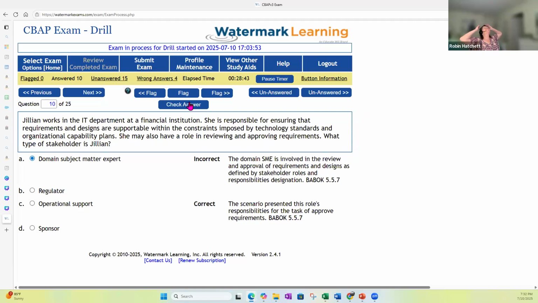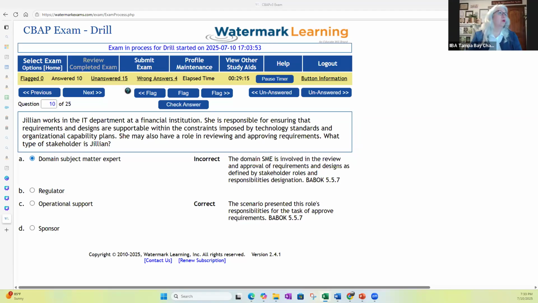The domain SME is involved in the review and approval of requirements and designs as defined by stakeholder roles and responsibilities designation, but this scenario presents this role's responsibilities for the task of approving requirements, which is operational support. I never even think of operational support as a thing. I never thought about it till this day.